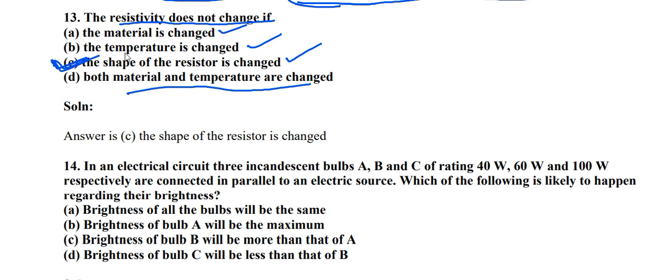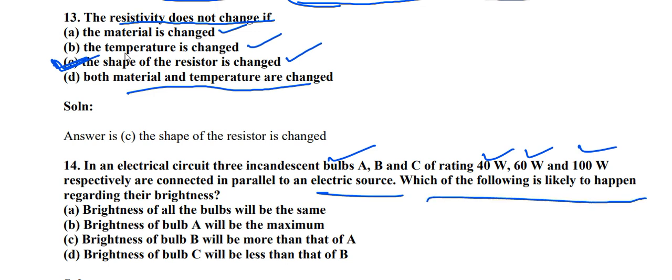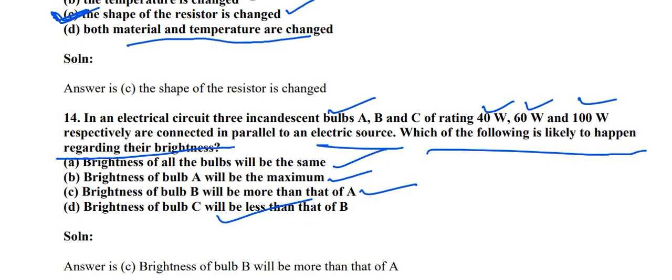In an electric circuit, 3 incandescent bulbs A, B, C of rating 40 watt, 60 watt, 100 watt respectively are connected in parallel to an electric source. Which of the following is likely to happen regarding their brightness? Brightness of all bulbs will be the same. Brightness of bulb A will be maximum, brightness of B will be more than A, brightness of C will be less than that of B. Now see what is the answer. Brightness of bulb B will be more than A.